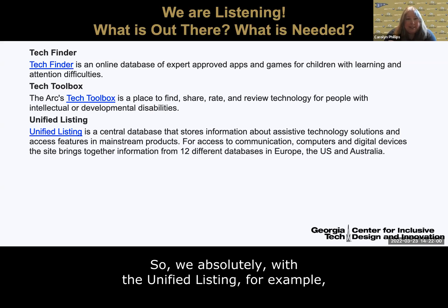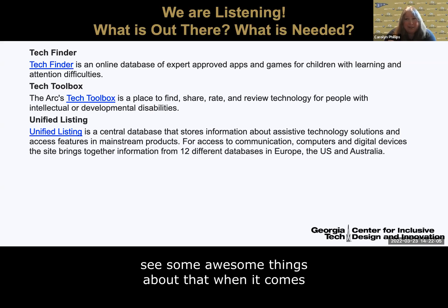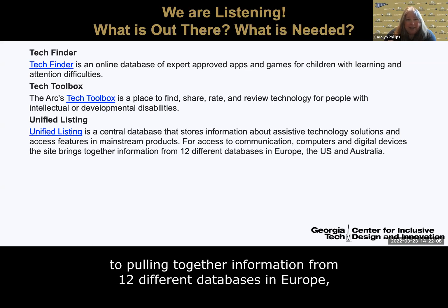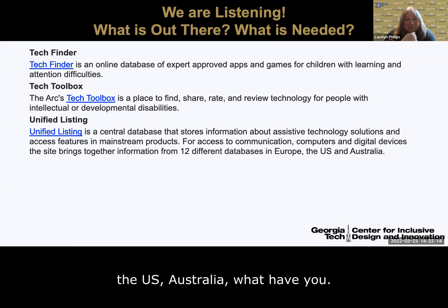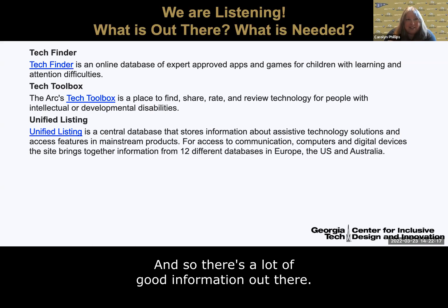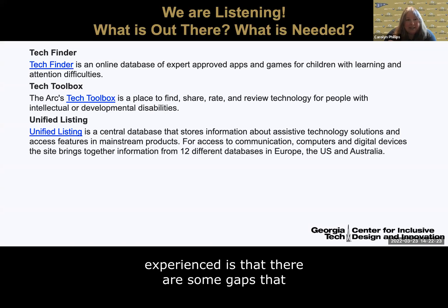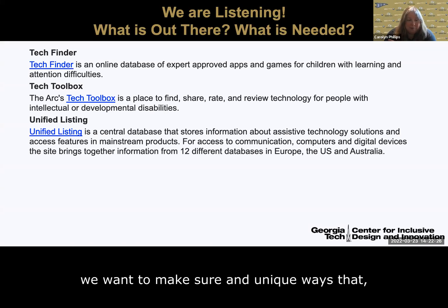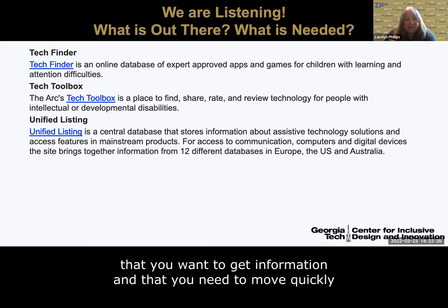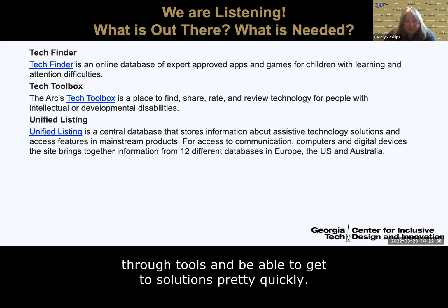So we absolutely, with the unified listing, for example, see some awesome things about that when it comes to pulling together information from 12 different databases in Europe, the US, Australia, what have you. And so there's a lot of good information out there. But what we have heard from you and what we have experienced is that there are some gaps that we want to make sure we address in unique ways. Just like you heard Nathan talking about, you want to get information and you need to move quickly through tools and be able to get to solutions pretty quickly.